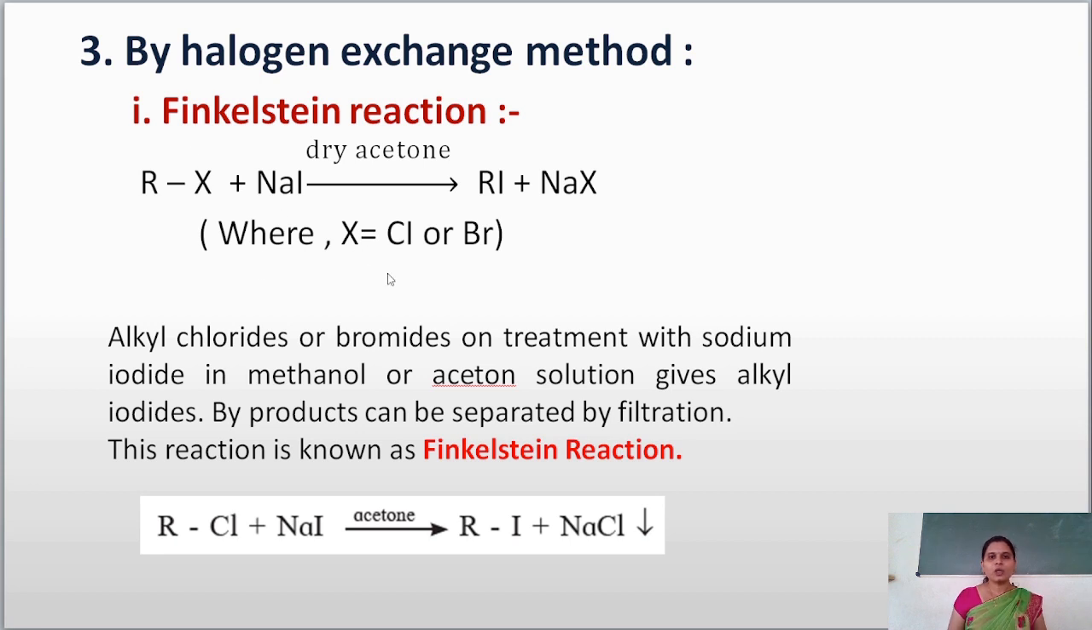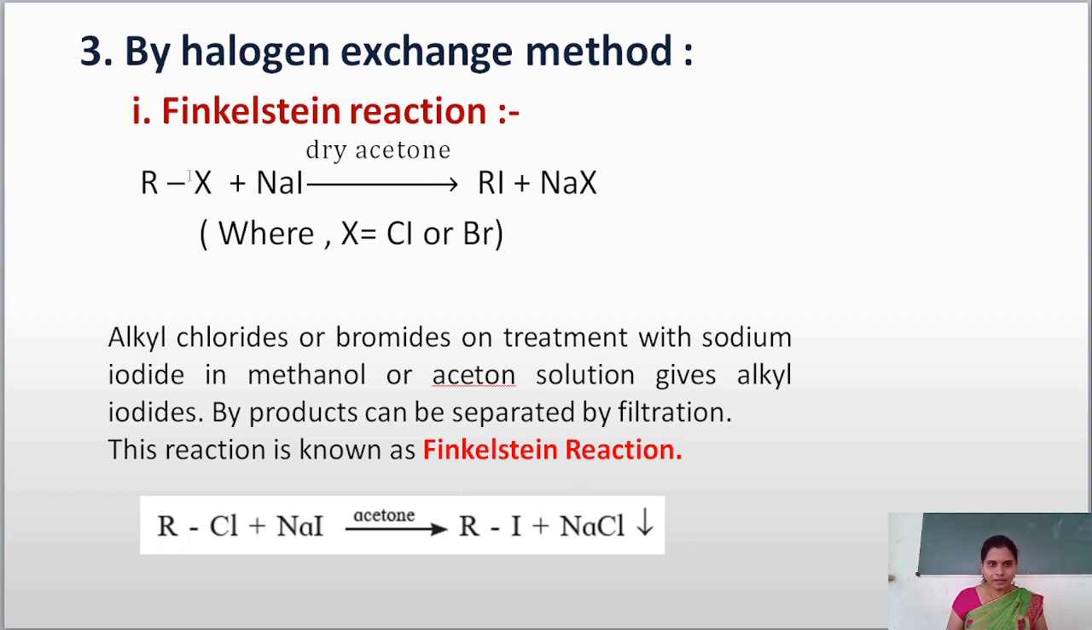Now this X may be chlorine or bromine. We can take here chlorine or bromine as X, and you can take any alkyl group in this reaction. In presence of dry acetone or methanol, we have to carry out this reaction. The statement of the reaction is: alkyl chlorides or bromides on treatment with sodium iodide in methanol or acetone solution give alkyl iodides. Byproducts can be separated by filtration. The byproduct of this reaction, this precipitate of sodium salt, can be separated by filtration. This reaction is known as the Finkelstein reaction.